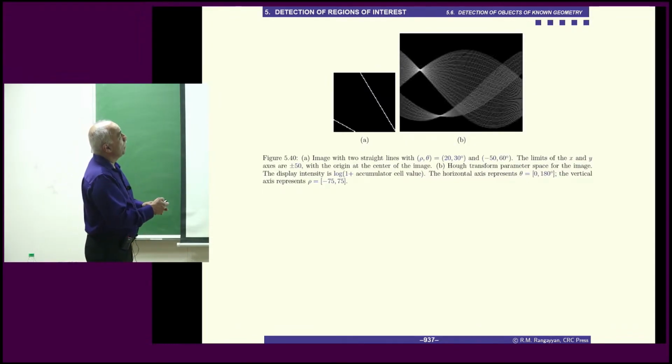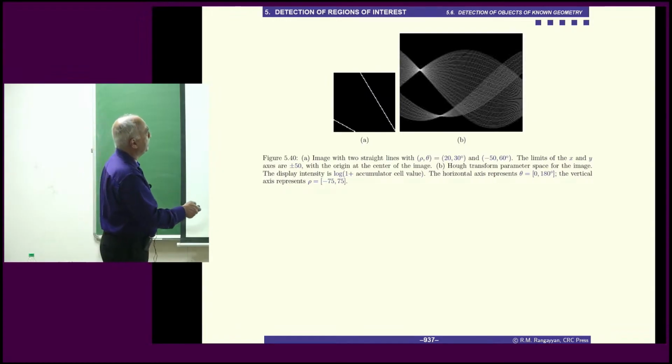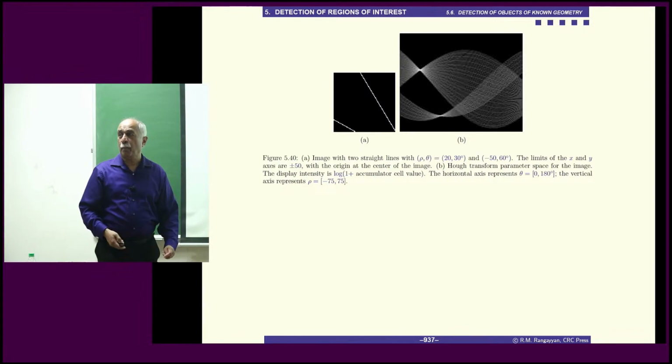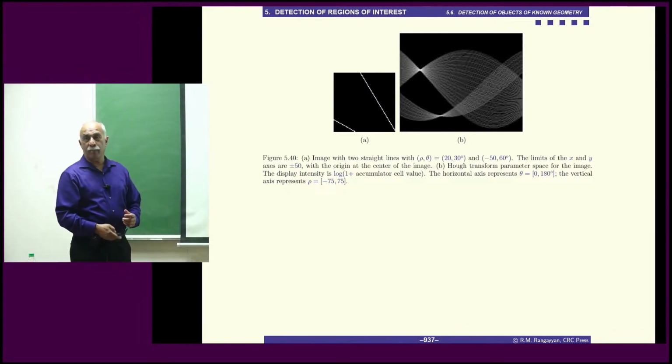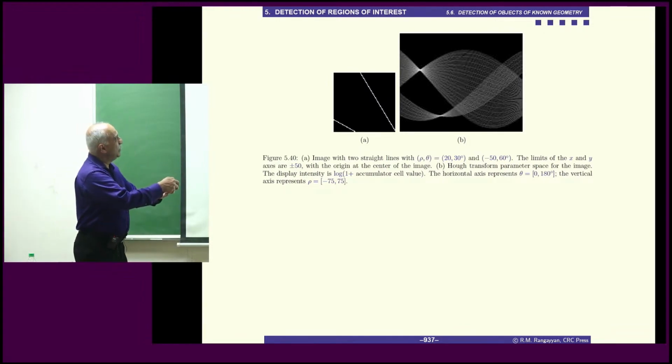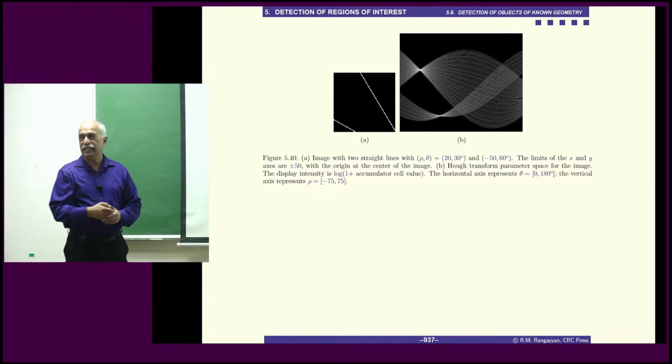Two lines. So there are two sets of the sinusoids. One intersecting there, another intersecting there. So you get the parameters 20, 30 degrees and minus 50, 60 degrees. But this is minus because it is below the x-axis, the distance, rho.